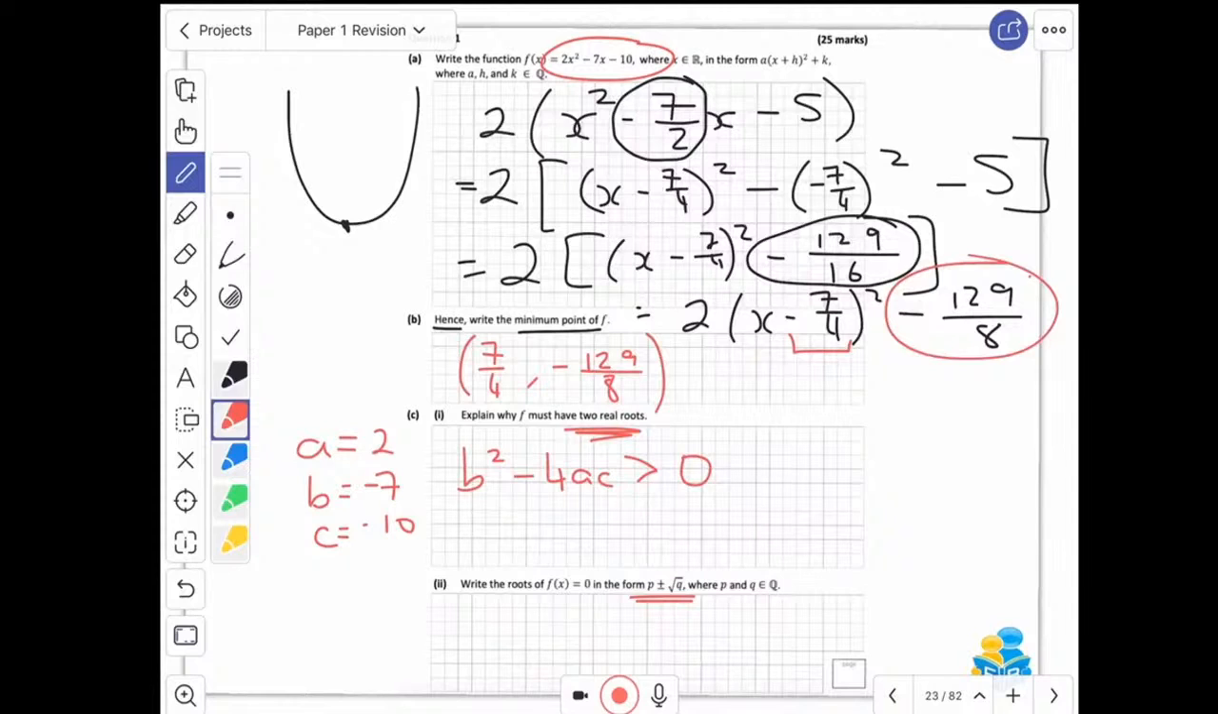But the quickest way to do this would be to take this, let it equal 0, bring your minus 129 over 8 over to the other side, divide by 2, square root, and bring over your minus 7 over 4. I'm not going to do that now. The solution is on the next slide, but that's again a follow-on of what we've been doing.